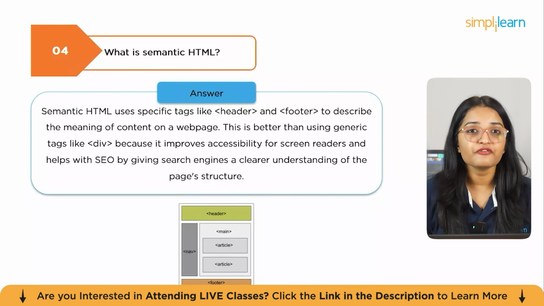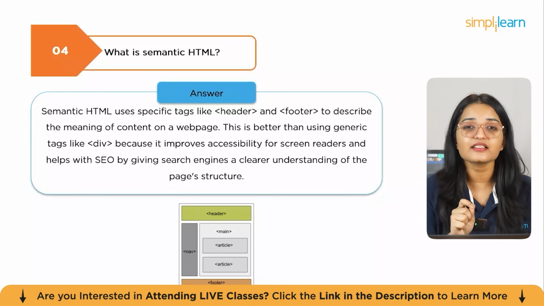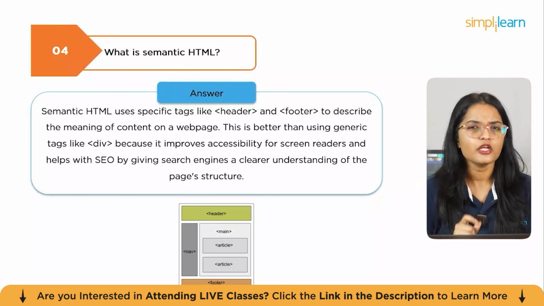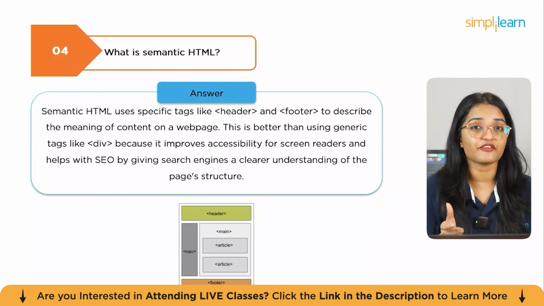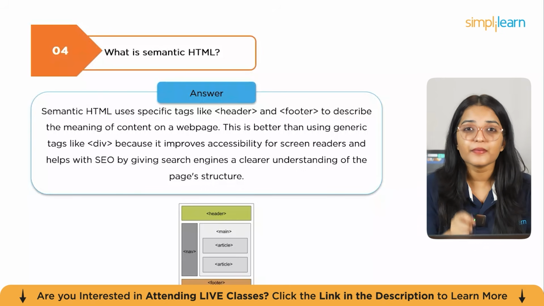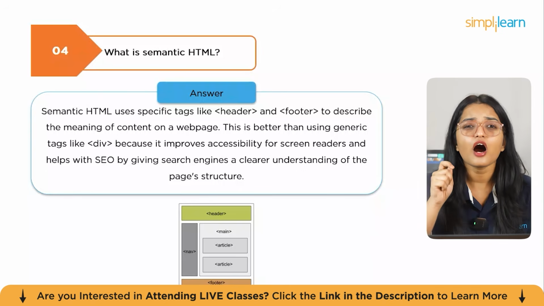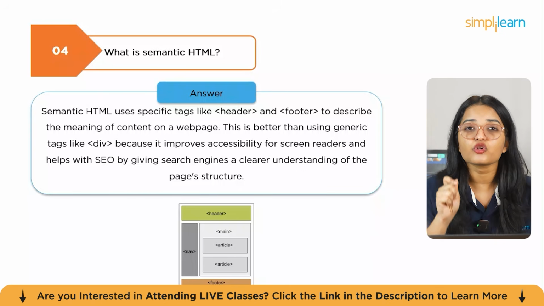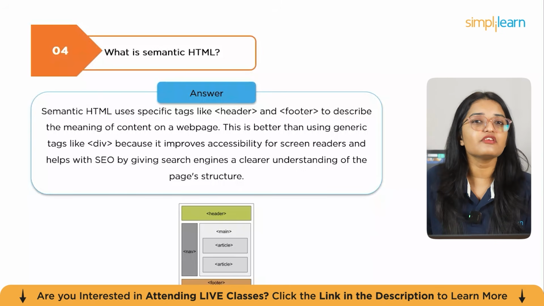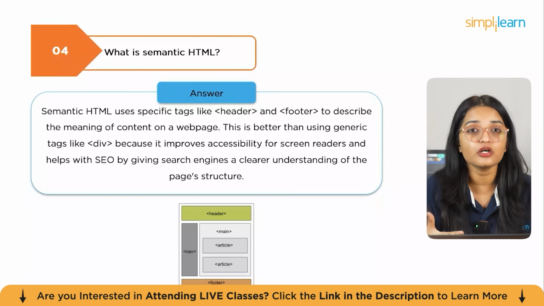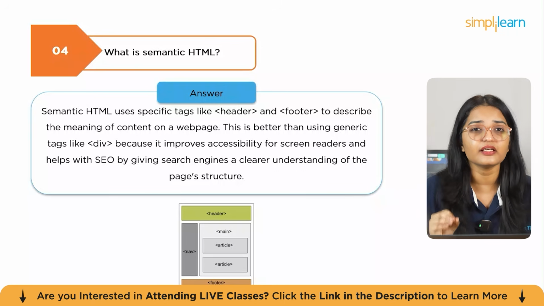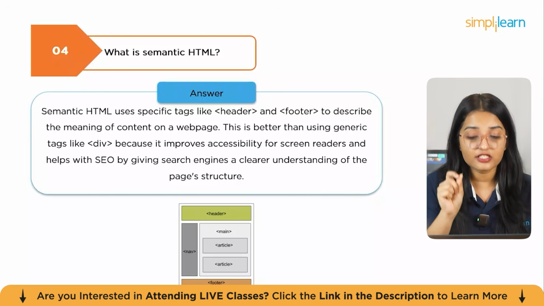Now, semantic HTML refers to the practice of using HTML tags that clearly and accurately describe the meaning and purpose of the content they contain. Instead of using generic tags like div in brackets for everything, semantic tags like header in brackets, nav, main, article, aside, and footer are used to give meaning to the different sections of a web page. This practice is crucial for accessibility, as screen readers can better interpret the page structure, and for search engine optimization, SEO, as search engines can more effectively index and rank the content based on its logical structure.